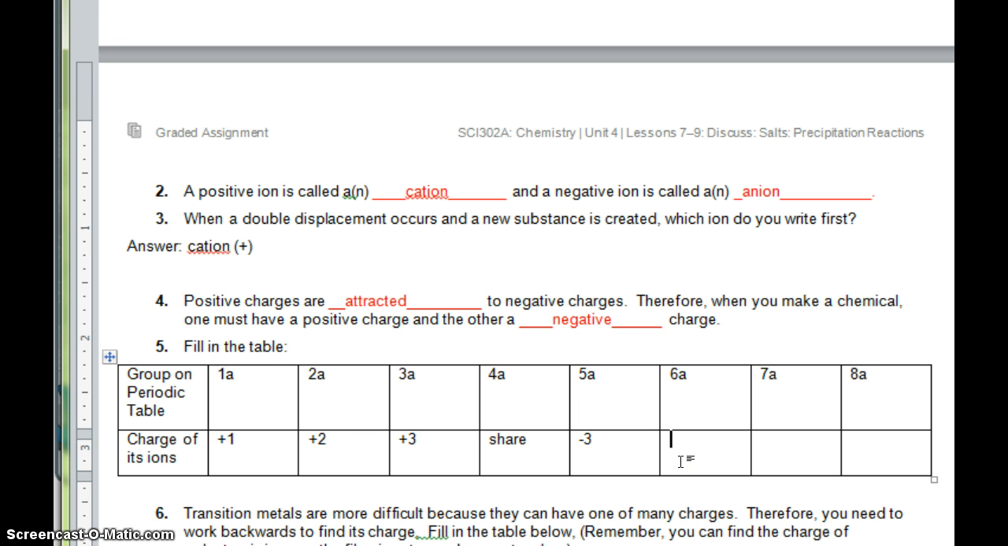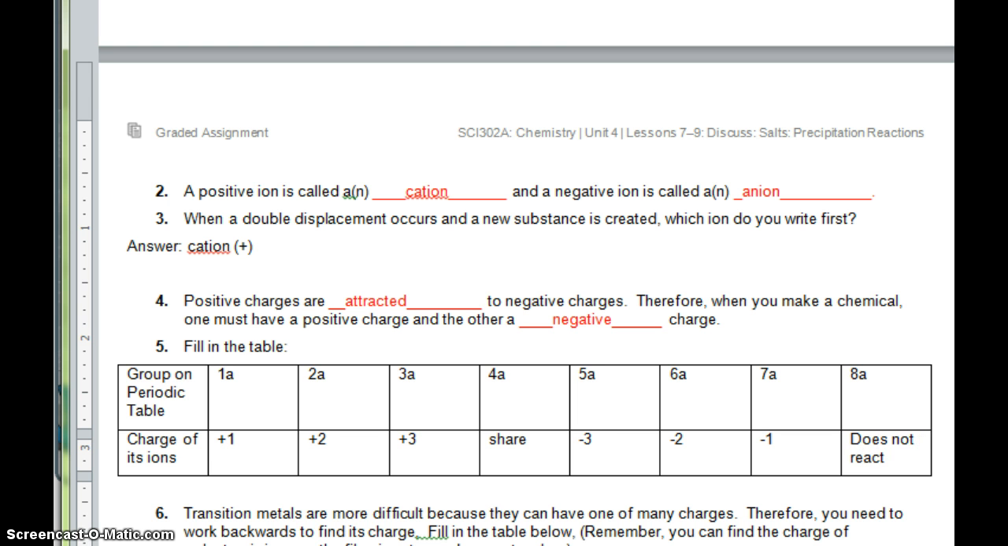Group 6 wants to gain how many? 2 for a full outer shell to be stable. And when it gains 2 electrons, what's the charge going to be? -2. Group 7A has how many valence electrons? 7. How many total does it want? 8. So what's it going to do? Gain 1 electron. And what's the charge going to be? -1.